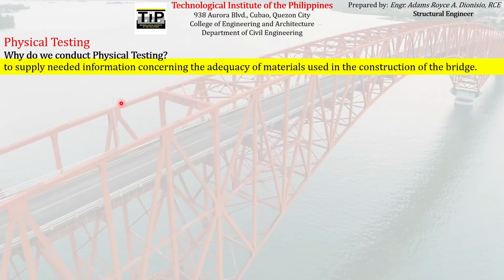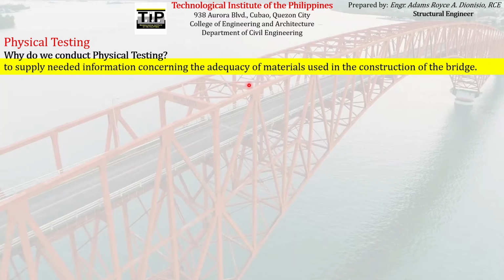So we need to conduct physical testing to supply needed information concerning the adequacy of materials used in the construction of the bridge. So that's the main purpose of physical testing, to have a knowledge on the strength of the materials that are being used in the construction of a bridge project. So that's the main reason why we conduct physical testing.